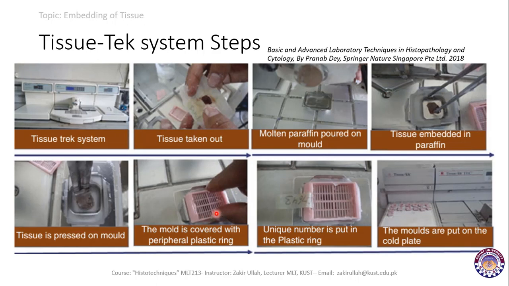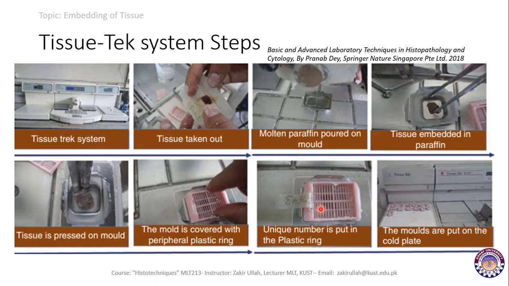This plastic cassette is made from a high quality plastic so that it does not react with the chemical substance or with the molten paraffin wax, so that it does not change the chemical properties of the paraffin wax. Therefore, it is made from such a plastic that this cassette does not react with the paraffin wax.